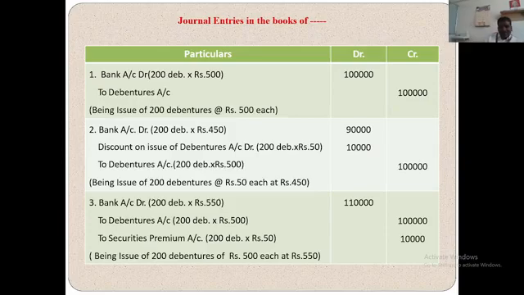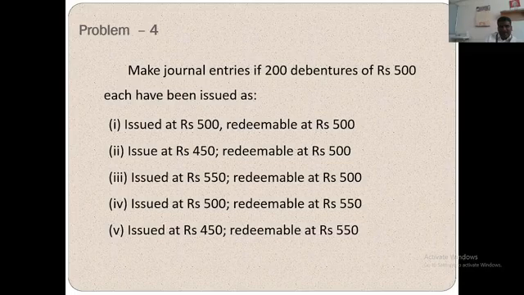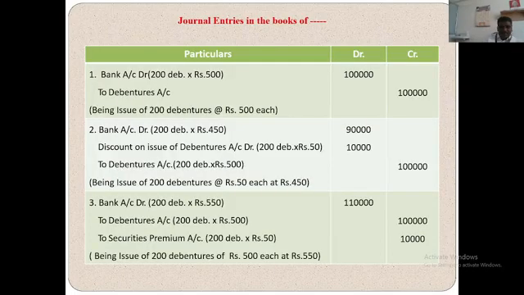So the rate of discount is given: 50 rupees discount on issue of debenture, 200 into 50, 10,000. 450 into 200, 90,000 is the bank account. Discount on issue of debenture account 10,000 to debenture account 1 lakh rupees. Next, debenture issued at premium. Bank account debit to debenture account, to securities premium account. How many debentures? 200 debentures at the rate of rupees 500 each. 200 into 500, 1 lakh rupees. Securities premium 200 into 50, 10,000 rupees. Being 200 debentures issued at the rate of rupees 500 each.